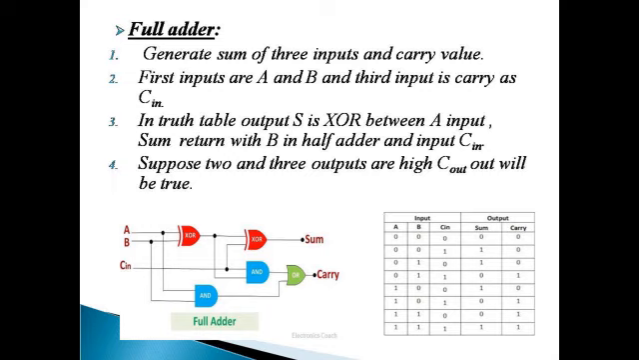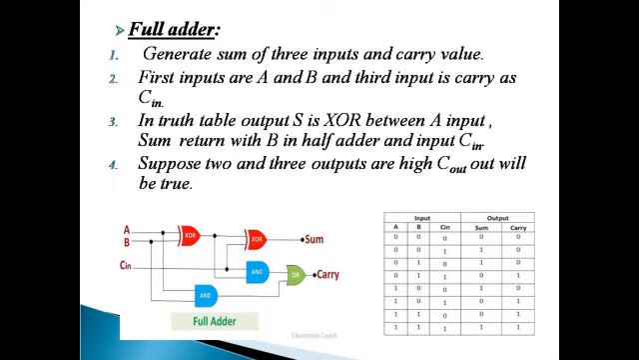Now look at the diagram. First we give two inputs A and B that are connected to an XOR gate, and that XOR gate is again connected to one more XOR gate. And okay, now look at the third input, that is CIN. CIN is connected to that second XOR gate and produces the sum, and CIN is also connected to two AND gates, and then it produces output as carry with the help of an OR gate.